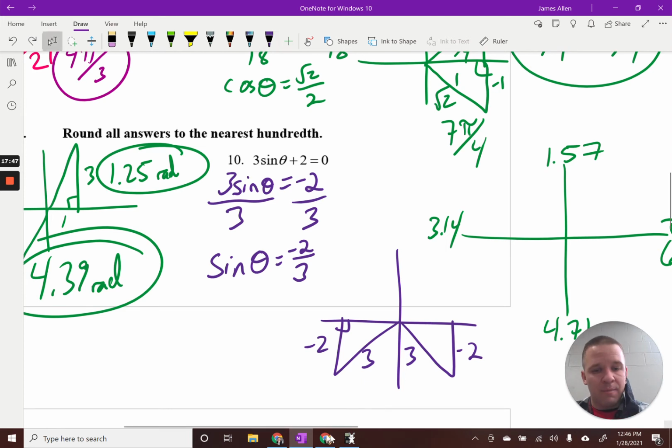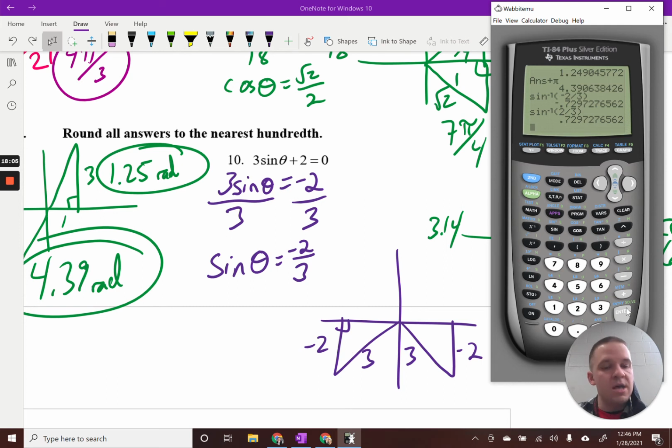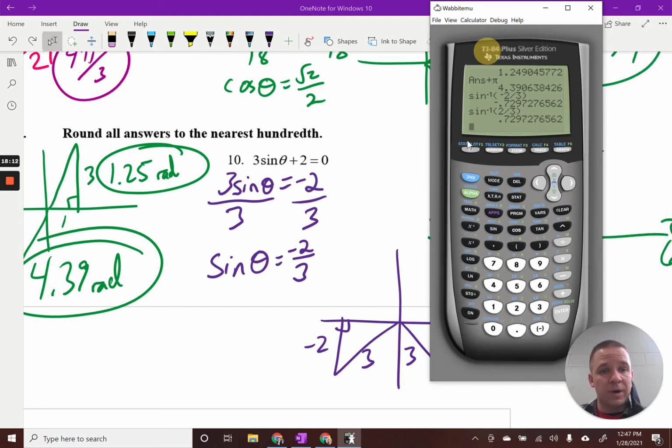We could just go ahead and make it positive in our calculator, or what I personally like to do anytime I'm dealing with a negative in the inverse, I'm going to do sine inverse of 2/3, make it positive. And then I know that this is my reference angle, okay? And now I can use what I know to position it accordingly. If it's in the third quadrant, I'm going to do pi plus that reference.